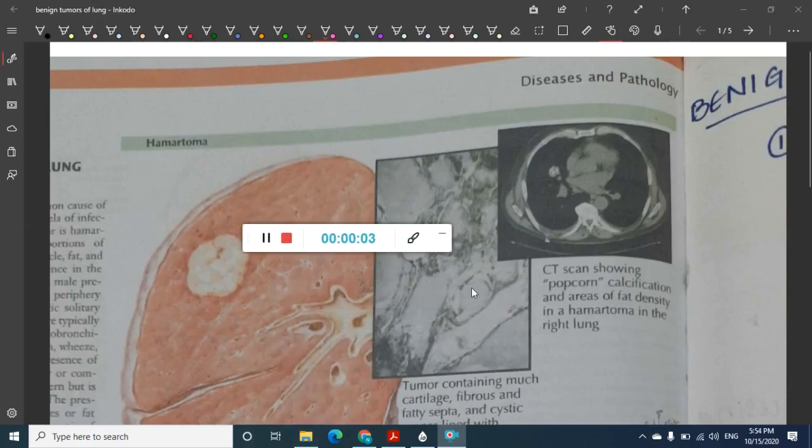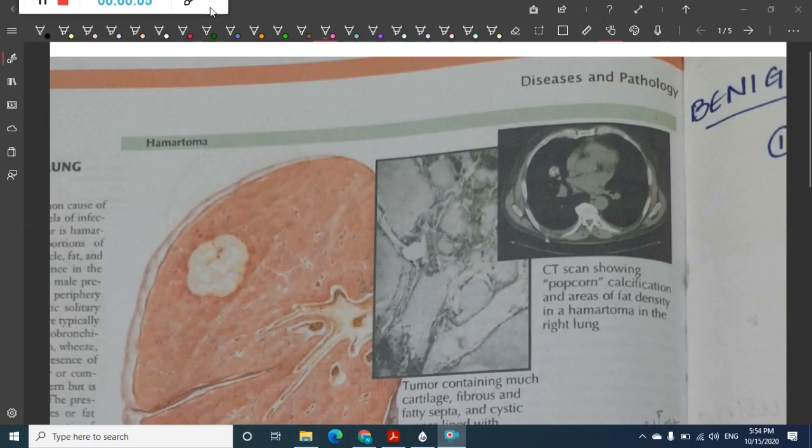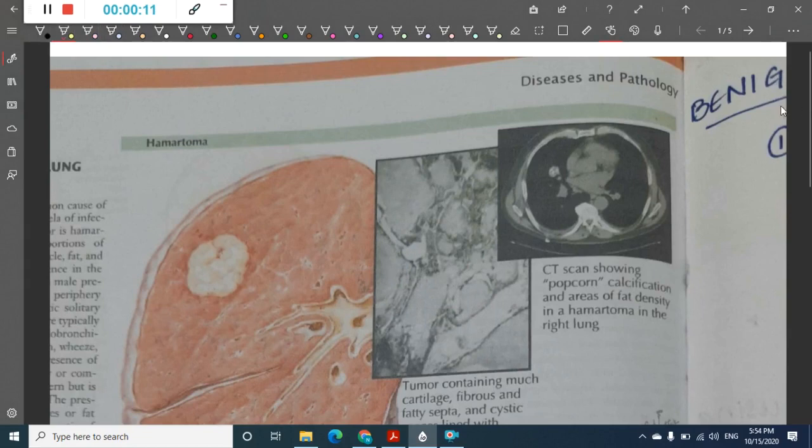In this chapter I'm going to show some pictures of benign tumors of lung. I have already done the proper lecture on this, but I would like to even show these pictures also.